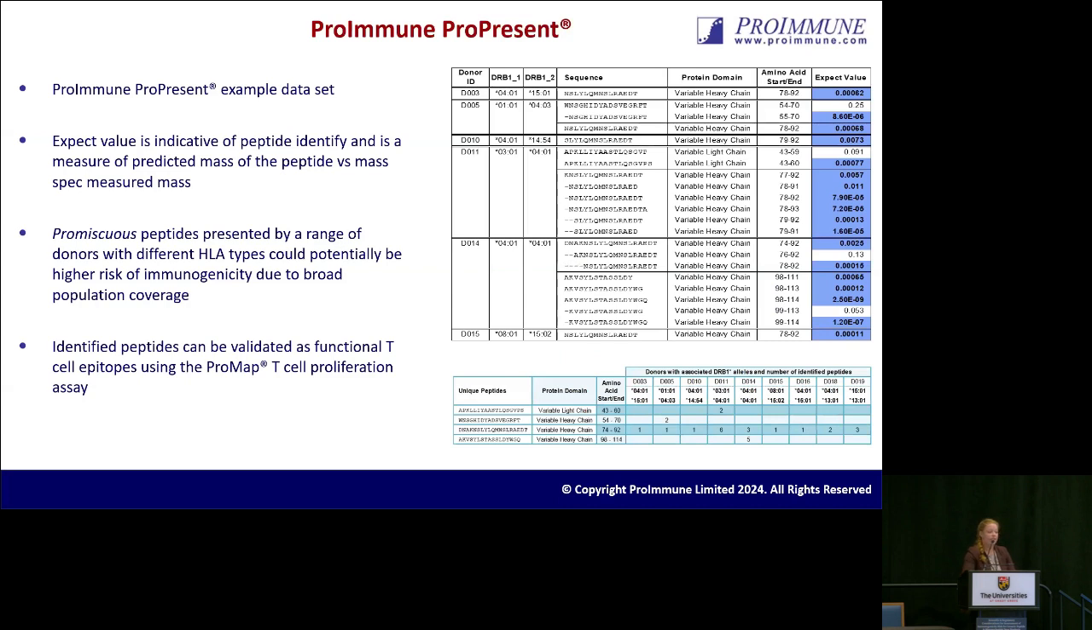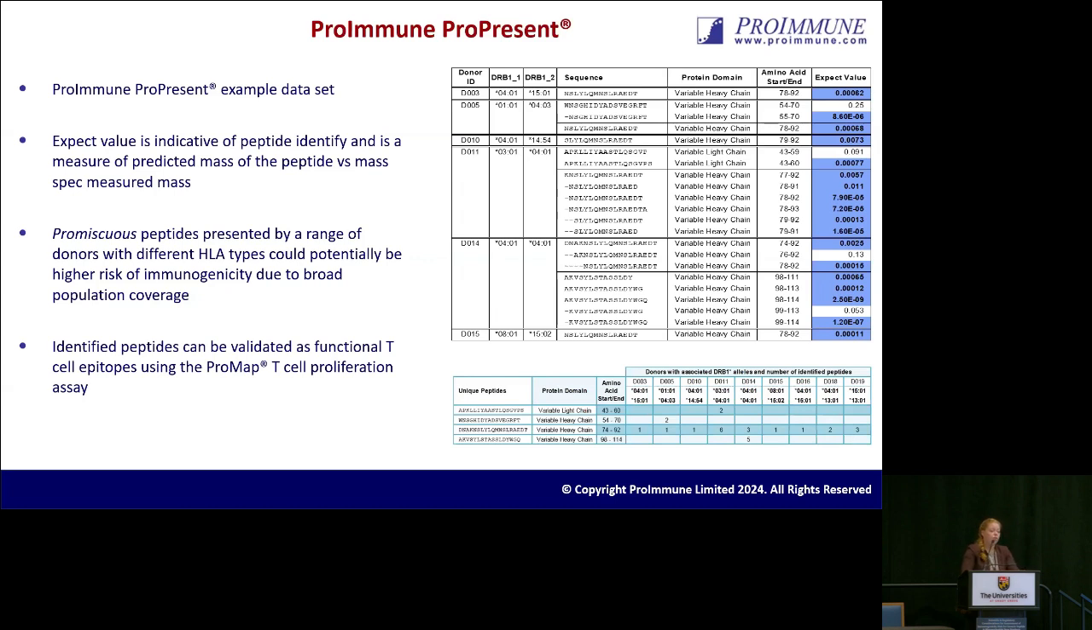So before I get into the case studies, here's just an example of how the data is provided to you. So you are given the donor's HLA type, as well as any sequence that they've presented from that protein of interest. And then each sequence has an expect value, which is indicative of peptide identity and is a measure of the predicted mass of the peptide versus the mass spec measured mass. So as an example, donor number 11 expresses DRB1 0301 and 0401. They presented 2 unique peptides, one from the light chain and one from the heavy chain. And you can see within that heavy chain region between amino acids 77 and 93, there's actually several individual fragments presented.